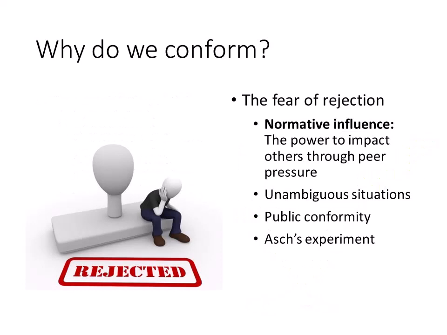Another reason we conform is because of our fear of social rejection. If we think other people won't like us or will be mad at us, we may conform. This is called normative influence, the power to impact people through peer pressure, because they fear the consequences of appearing deviant. Social rejection can lead to various types of emotional distress. In fact, the pain associated with rejection can feel like physical pain. This type of influence usually results in only public conformity as we make superficial changes to fit in.